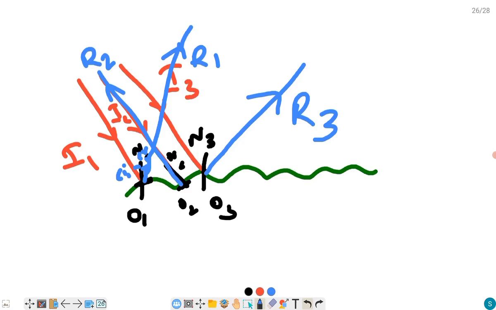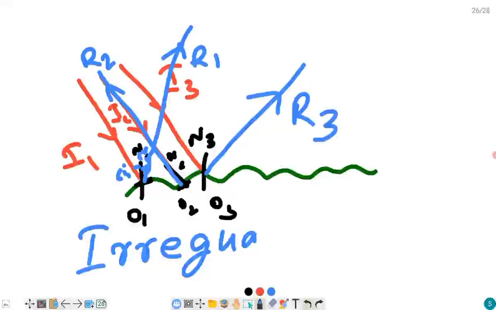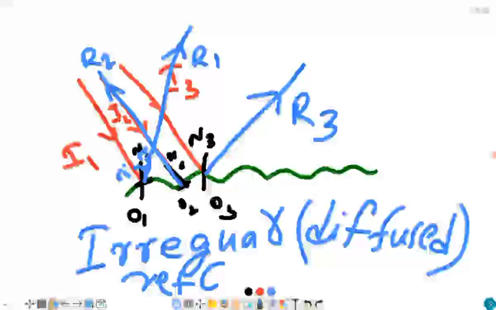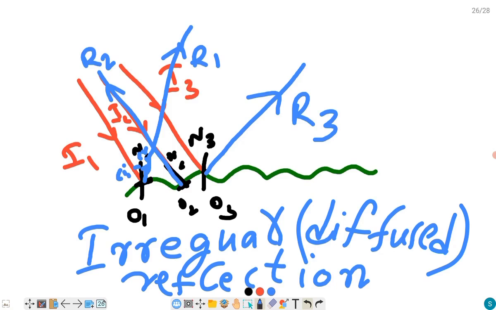Correct. This type of reflection is called irregular or diffused reflection. Understood? Irregular or diffused reflection. Now, in this reflection also, the laws of reflection are obeyed. Here the angles are equal and they are on the same plane. You can see that. Correct.